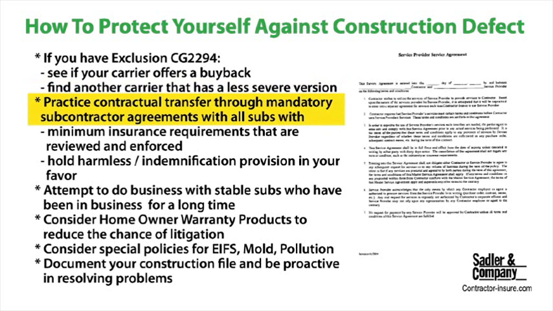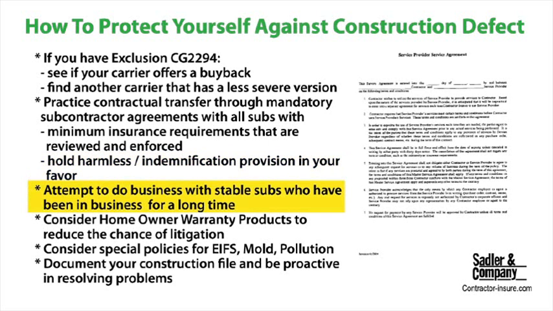The subcontractor agreement should include mandatory insurance requirements for the sub, including work comp and general liability. Each policy must meet certain minimum specs. Quality general liability insurance carried by your subs is your first and best line of defense against construction defect lawsuits. In addition, the agreement should contain a hold harmless indemnification provision in your favor.